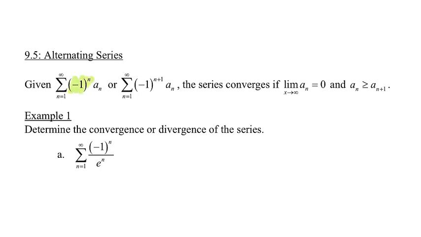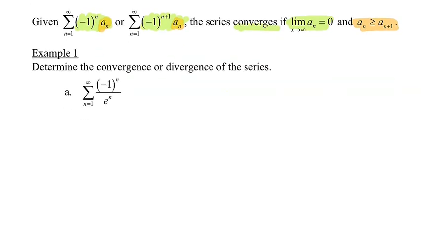Given an alternating series like this or like this, notice they both go to infinity, the series converges if the limit of the non-alternating part, which is a sub n, goes to 0, as well as my terms getting smaller, essentially that my nth term is bigger than my n plus 1th term. So if the terms continuously get smaller.